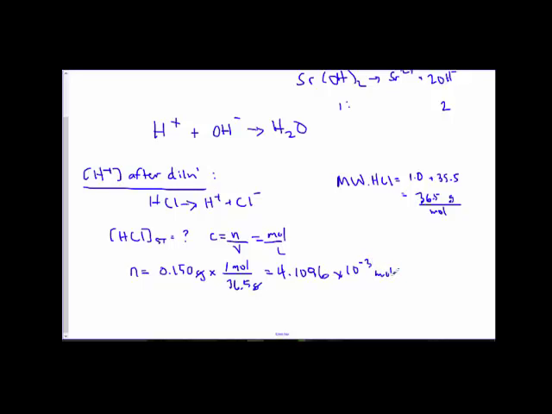Okay, there's moles. Now I want to find the concentration. So the concentration is equal to moles divided by volume. Volume must be in liters. So I'm going to go ahead and put in my moles, 4.1096 times 10 to the negative 3, divided by volume. I'm going to use the original volume of 35 mL, so what I'm finding here is the concentration before the dilution. I'm just doing this to break it down into some nice easy steps.